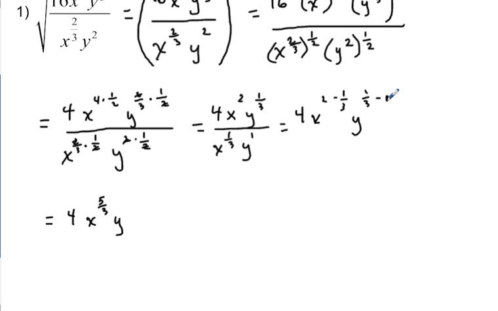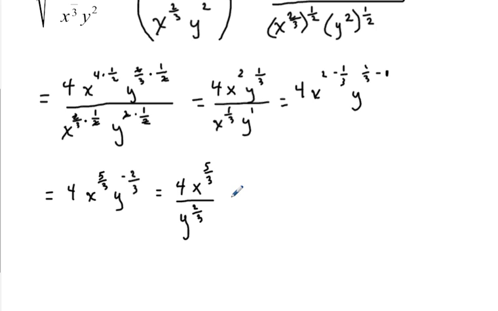For 1 over 3 minus, we can think of 1 as 3 over 3. So 1 over 3 minus 3 over 3 gives us a negative 2/3 power. This exponent is negative, so it's going to move to the denominator. So let's write 4 times x to the 5/3 power over y to the positive 2/3 power. The expression is now simplified: 4 times x to the 5/3 power over y to the 2/3 power.